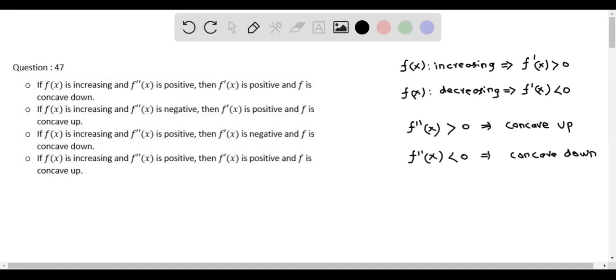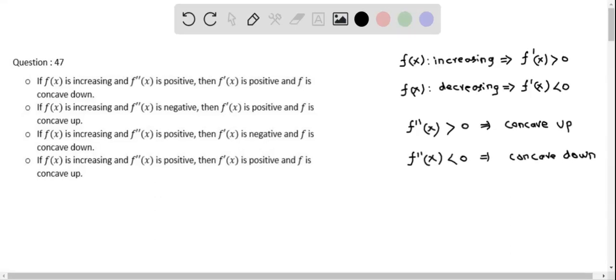Let's answer question 47. So here we are given four options regarding the increasing and decreasing function as well as regarding the concavity. So we have to choose the correct option. So for this, we'll be understanding this general information regarding the increasing and decreasing function.